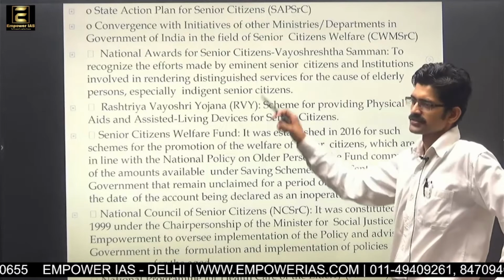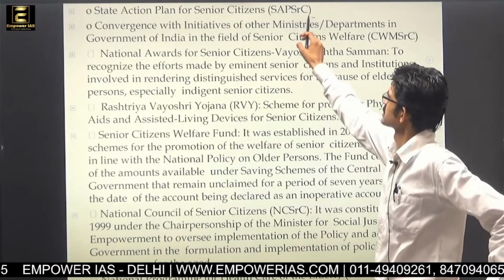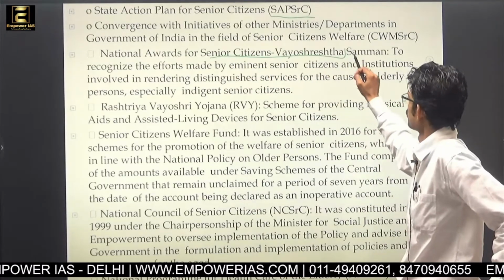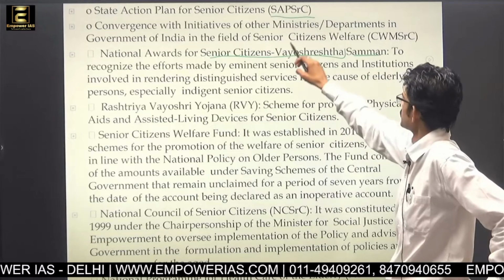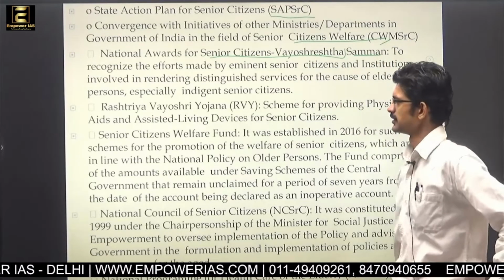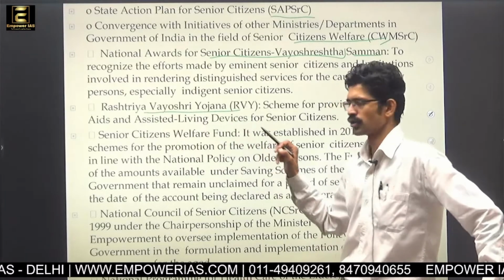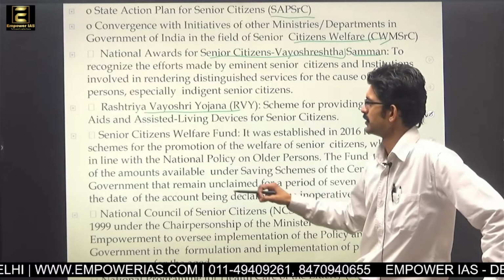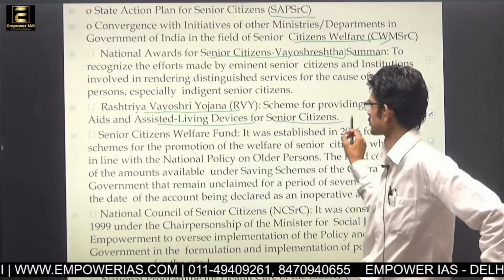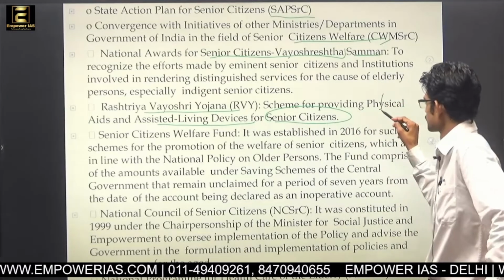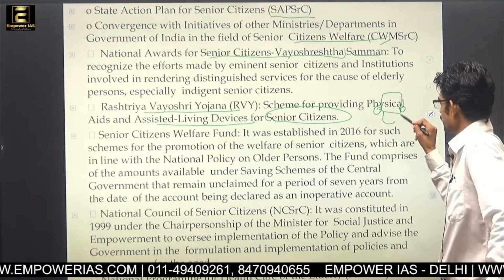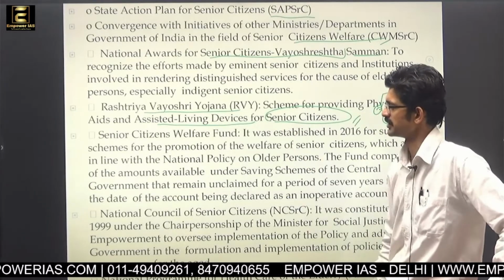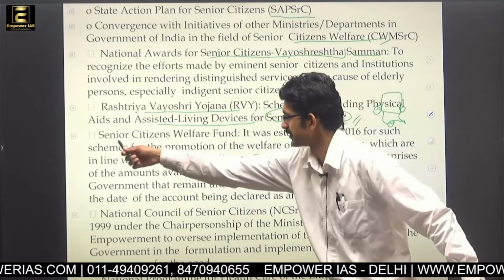So state actions for the senior citizen go from SAPSRC, then National Awards for Senior Citizens, Vayoshreshth Samman Yojana, and Senior Citizen Welfare Scheme is there. Then Rashtriya Vayoshri Yojana, in order to provide the old age people a proper pension and health scheme. So aids and assisted living devices for senior citizens. Senior citizens who are living on wheelchairs, who are bedridden, for them such devices are provided, that are part of this scheme. Then the Senior Citizen Welfare Fund is there.